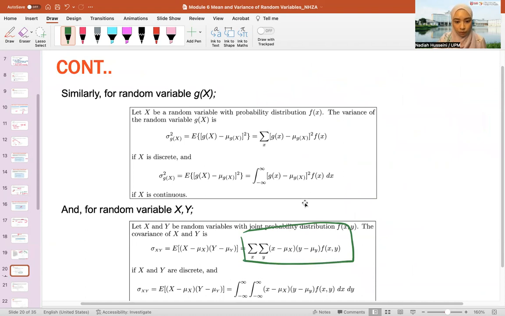Okay, so do we want to go with this one? Covariance.